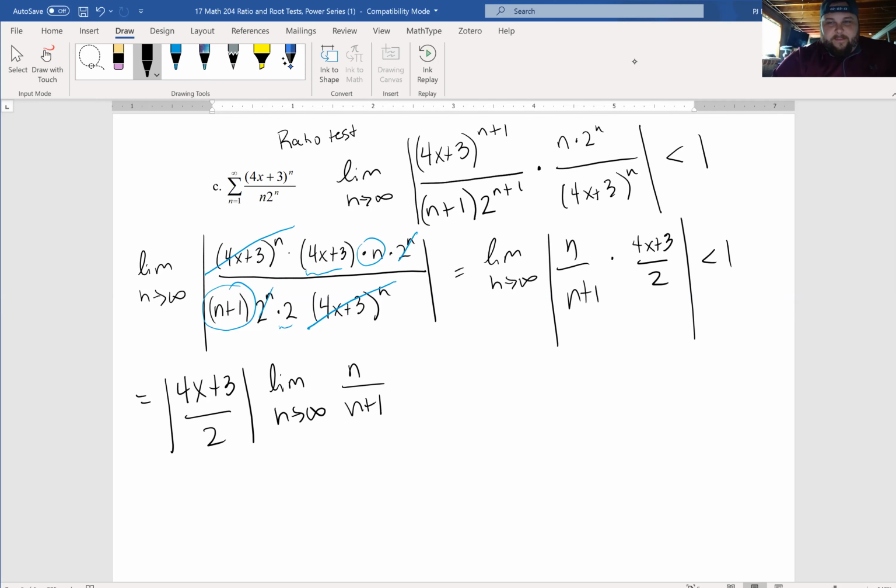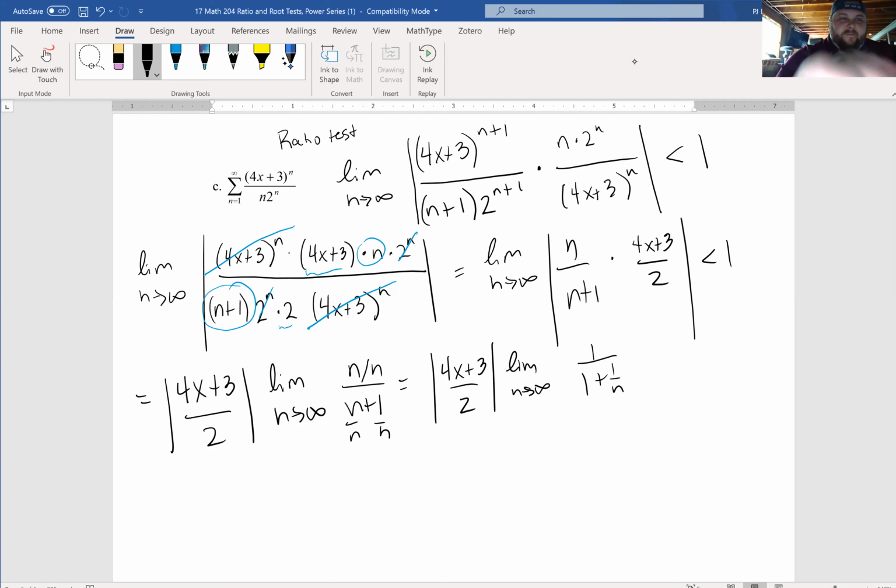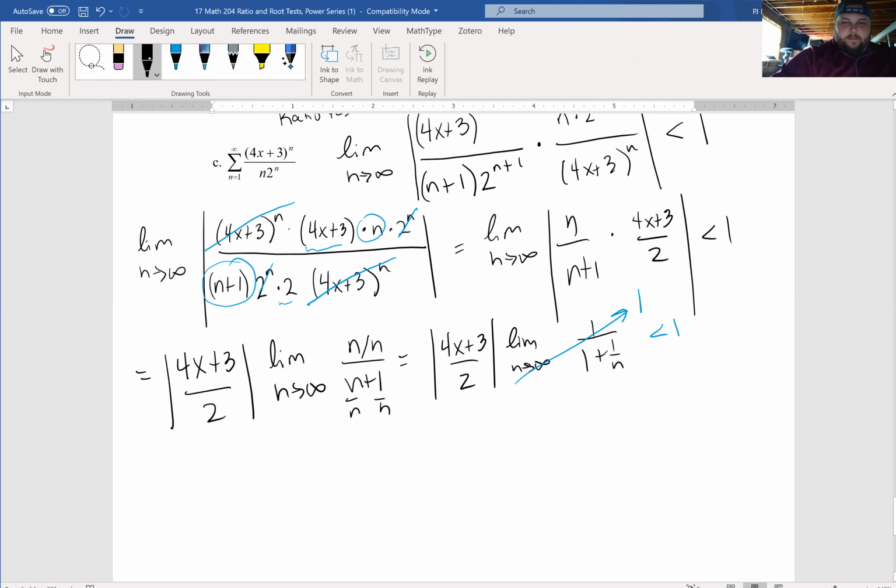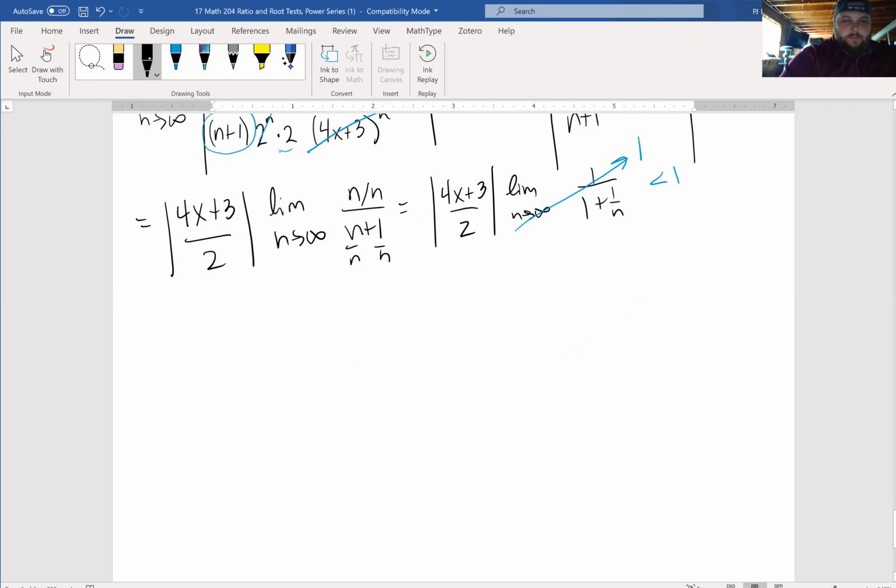I need to evaluate the limit. Divide everything by n. So the limit is going to be now 1 over 1 plus 1 over n. All of that is 1. Again, still all must be less than 1. So we are currently at this.